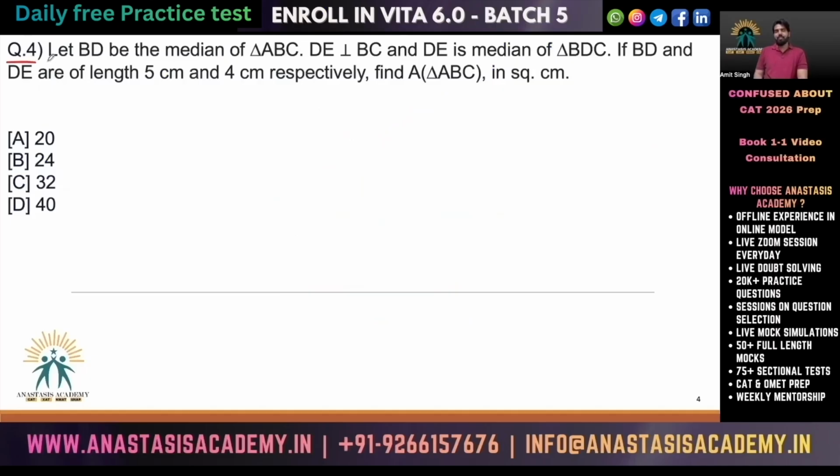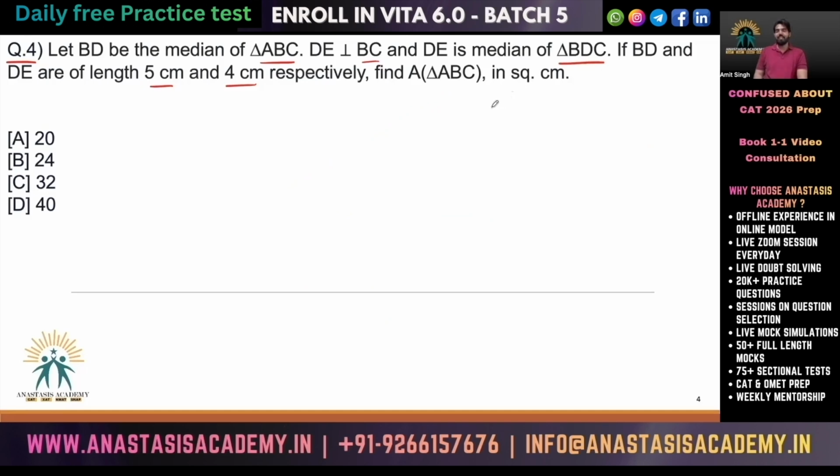Let's talk about this question now. Let BD be the median of triangle ABC. DE is perpendicular to BC and DE is the median of triangle BDC. If BD and DE are of length 5 centimeter and 4 centimeter respectively, find the area of triangle ABC.